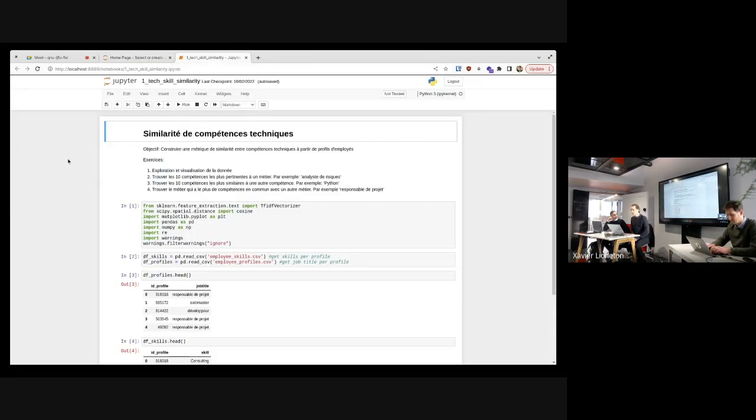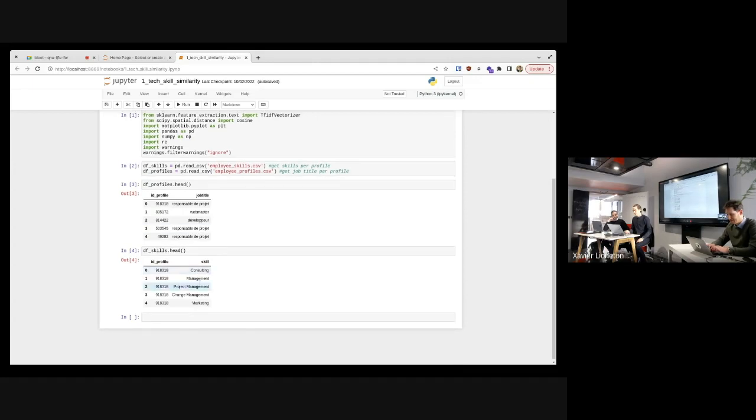So the first one is about computing similarities between technical skills. By technical skill, what we mean is short keyword type skills such as Python or Java or team management, things like that. So it's just one word or a couple of words. You have examples of these here. So consulting management, project management. I think it's half in English, half in French, if I remember correctly.